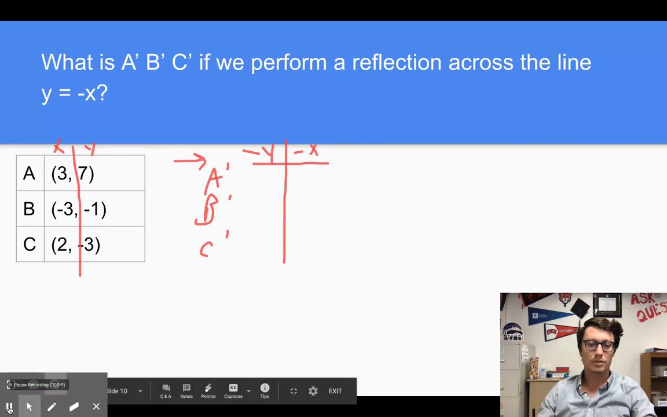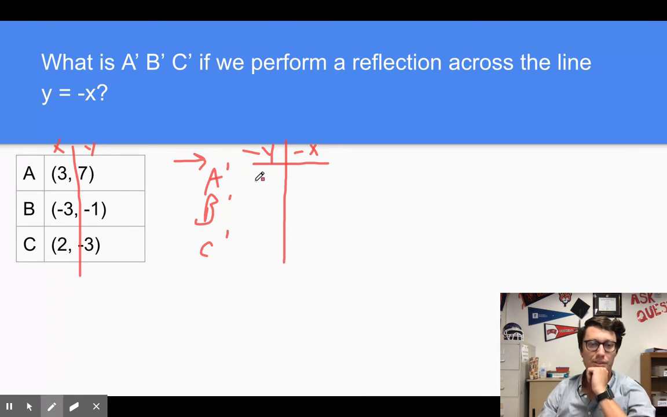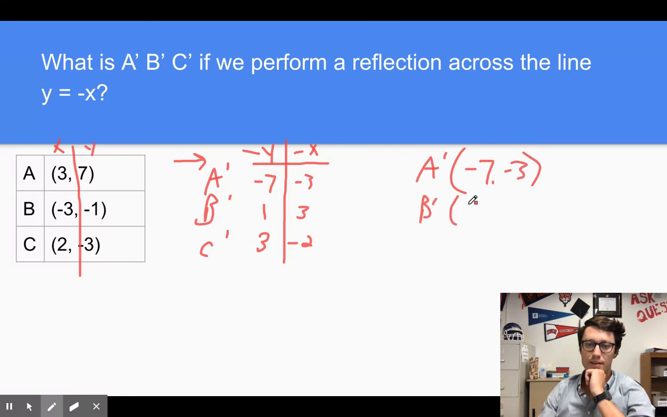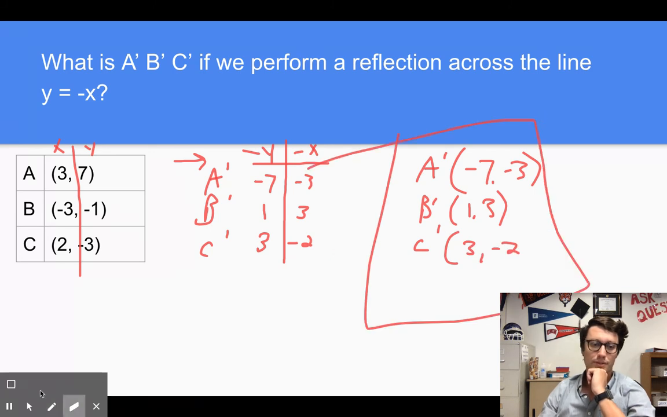Negative y, negative x. Okay, so that means we're going to flip the numbers and flip the signs, right? So all of our y numbers are going to go first, but we're going to write them with the opposite sign. So positive 7 becomes negative 7. Negative 1 becomes positive 1. Negative 3 becomes positive 3. Then we take our x numbers and change the sign. Positive 3 becomes negative 3. Negative 3 becomes positive 3. And positive 2 becomes negative 2. So our answers: A prime is at negative 7, negative 3. B prime is at 1, 3. C prime is at 3, negative 2. And those are our answers there.